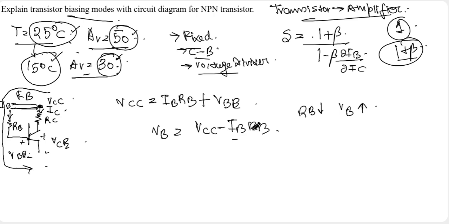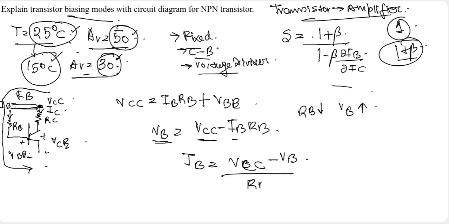And from this, we will have to find the value of IB, because here we can see the stability factor, which is del of IC by del of IB. So here we can find IB as IB is equal to VCC minus VB divided by RB. If we take IB on this side, we will be getting VCC minus VB divided by RB. So this is the value of IB.